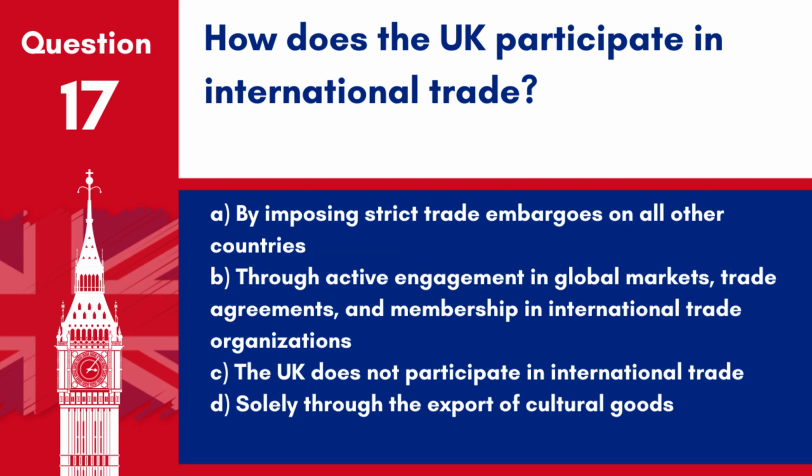Question 17. How does the UK participate in international trade? A. By imposing strict trade embargoes on all other countries. B. Through active engagement in global markets, trade agreements, and membership in international trade organisations. C. The UK does not participate in international trade. D. Solely through the export of cultural goods.